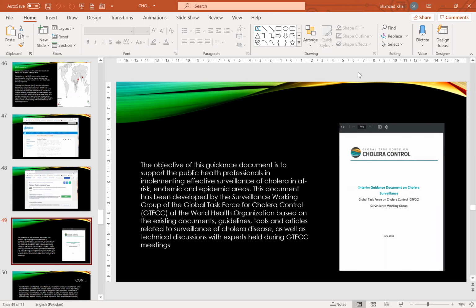Then there is an interim guidance document on cholera surveillance by WHO. The objective of this guidance document is to support public health professionals in implementing effective surveillance of cholera in at-risk, endemic, and epidemic areas. This document has been developed by the Surveillance Working Group of the Global Task Force for Cholera Control at the World Health Organization, based on existing documents, guidelines, tools, and articles related to surveillance of cholera disease, as well as technical discussion with experts held during GTFCC meetings.